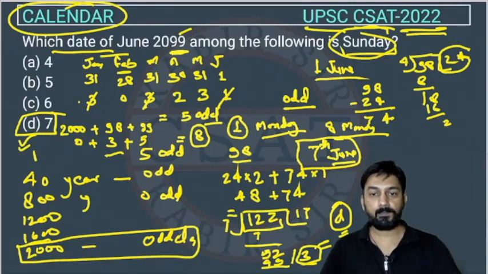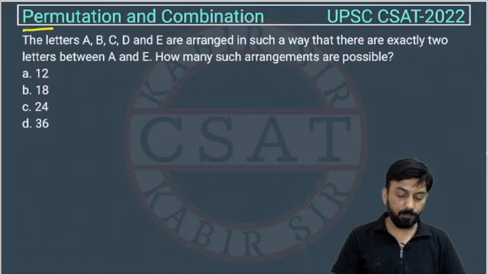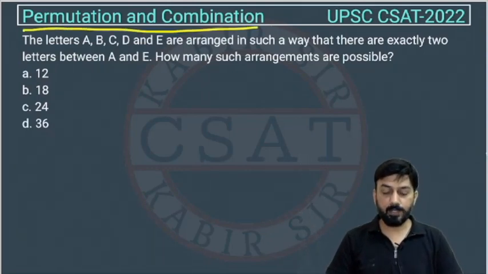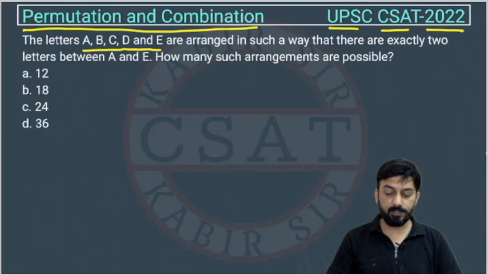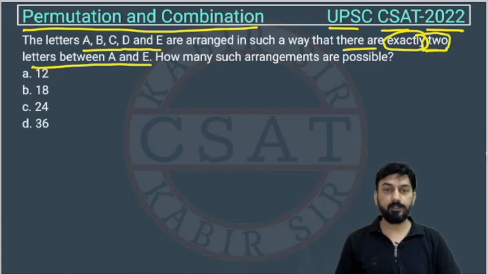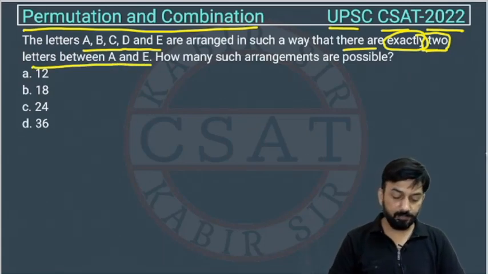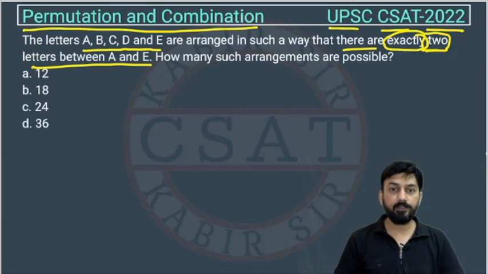Okay. So this is a question from permutation and combination chapter asked by UPSC in CSAT paper of 2022. The letters A, B, C, D and E are arranged in such a way that there are exactly 2 letters between A and E. So how many letters we are having? First, second, third, fourth, 5. So we are having 5 letters.